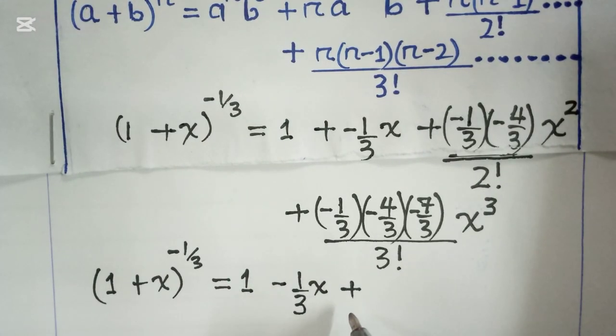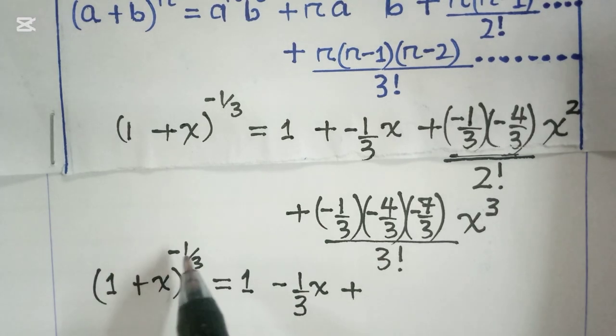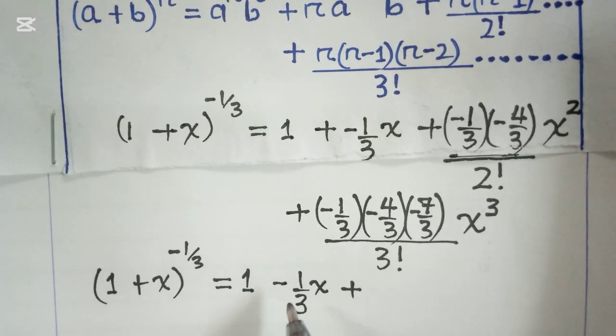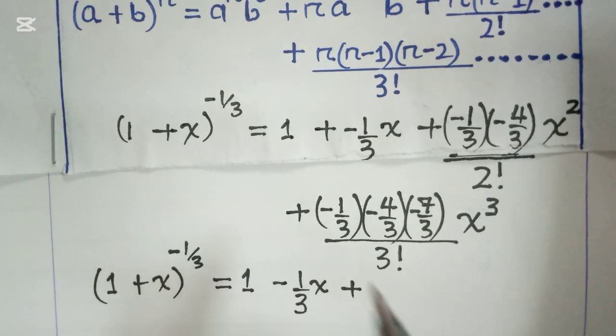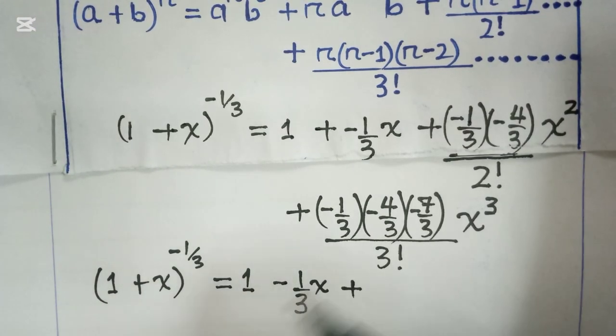In fact, guys, what normally happens, if this one is raised to a negative third, we shall have a negative, plus, negative, plus. They alternate like that. So wherever you have a number raised to a negative, know that that is what happens.